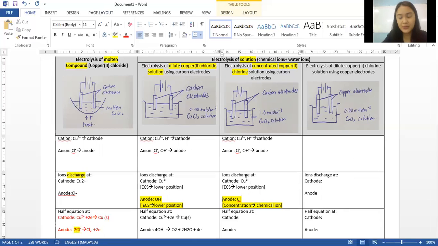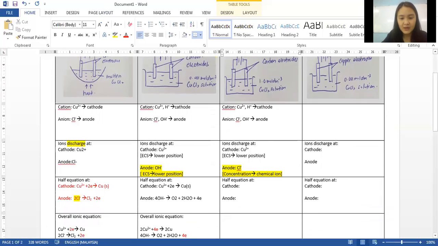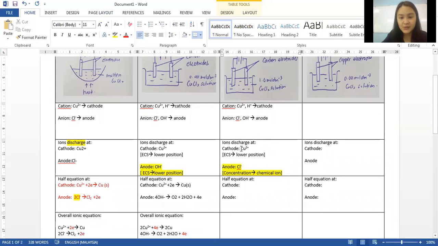Now again, we build the half equations to show what's happening. At the cathode, you have chosen Cu2+ to discharge, and Cu2+ is discharged by accepting electrons. So Cu2+ accepts 2 electrons, and it turns into Cu. So it gets discharged. Now at the anode, you have chosen Cl-, so we start with Cl-. Remember, a negative ion discharges by donating electrons. So it will donate 1 electron.